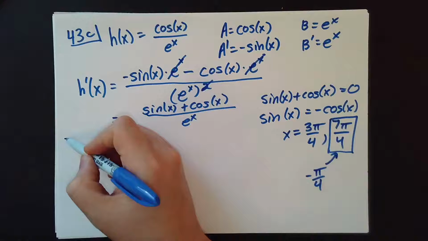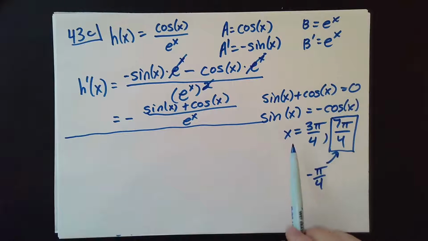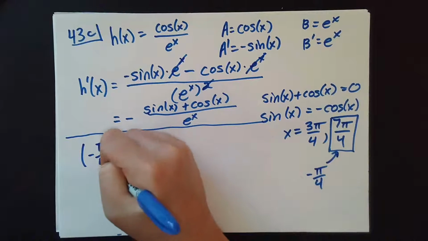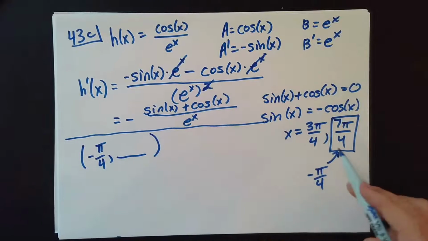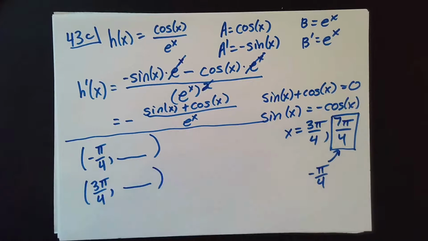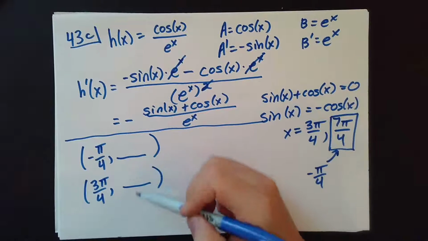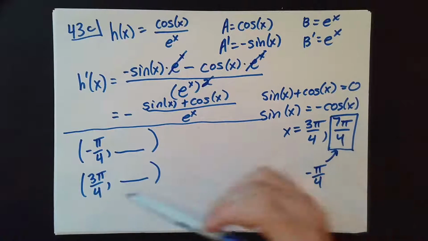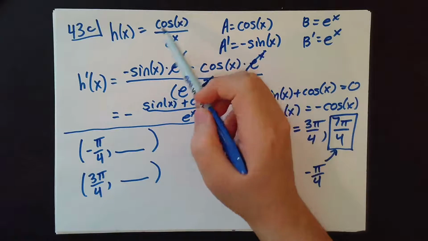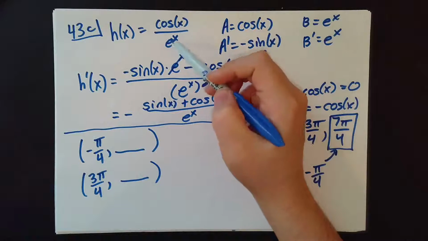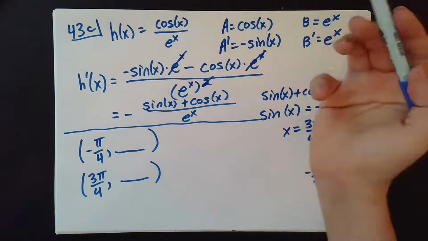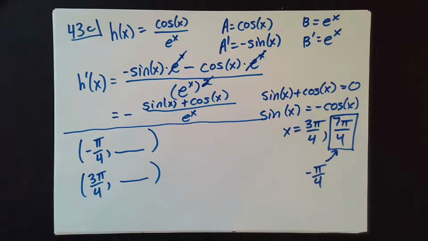So if you come back and look at this, then that means my 2 points here where the tangent line is horizontal are minus pi over 4, comma something, and I'll fill that in a second, and 3 pi over 4, comma something. And I get the somethings by plugging in the values of x to the original function. So cosine of minus pi over 4 divided by e to the minus pi over 4, and cosine of 3 pi over 4 divided by e to the 3 pi over 4. So that is the answer here for 43C.